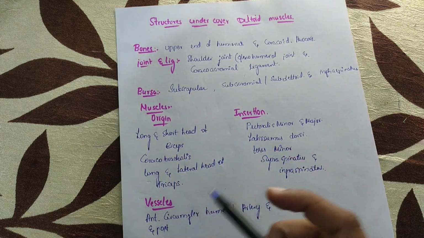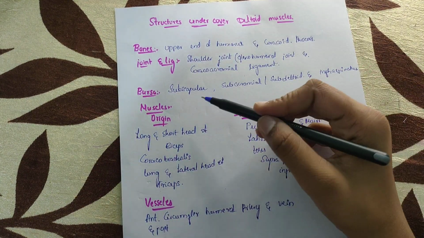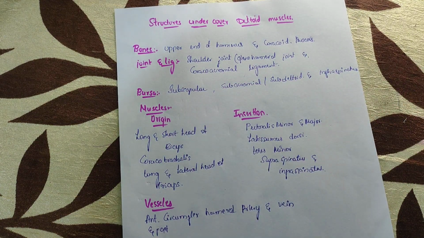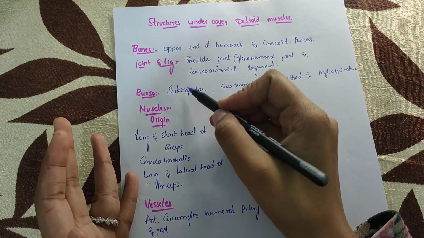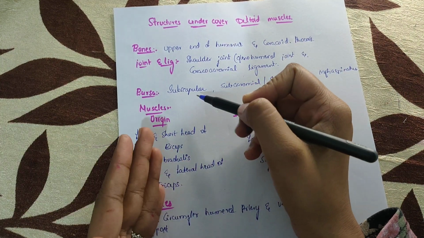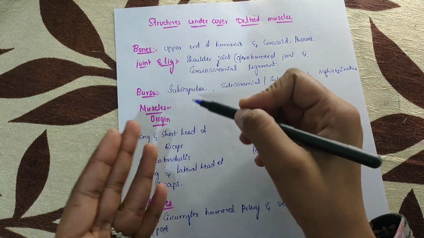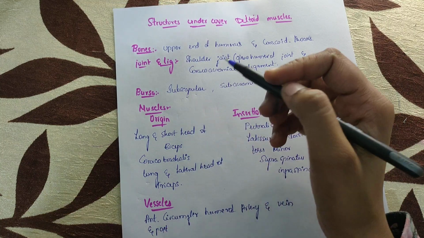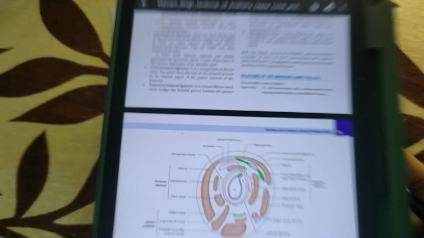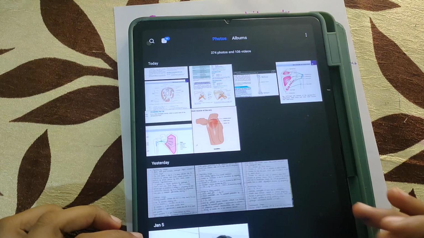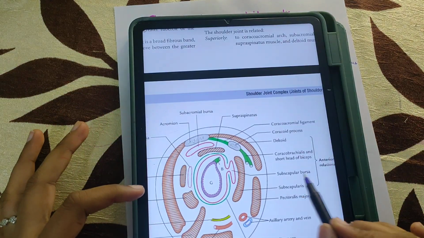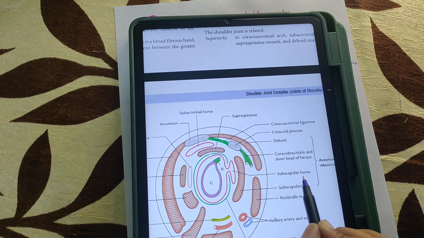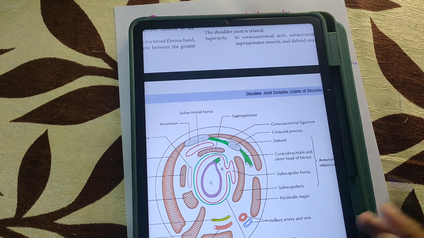And the bursas under the shoulder joint will be the subscapular bursa. Sub means below the scapula. The deltoid will have anterior fibers and also posterior fibers, and the posterior fibers arise from the scapula. So below the scapularis muscle one bursa is there, the subscapular bursa, as you can see here. This is the subscapularis, and this is the subscapular bursa below it.